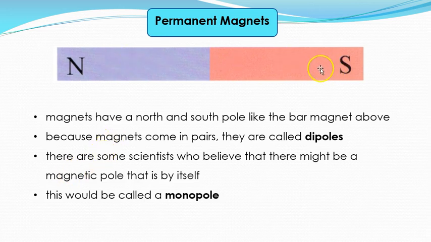So let's use this picture as the idea of a magnet. Magnets have a north and south pole, like this bar magnet in the picture above. Because magnets come in pairs, they're called dipoles, di meaning two. There are some scientists who believe that there might be a magnetic pole that is by itself. So they're looking all over the world for some kind of material or some kind of situation where you would just have a North Pole or just a South Pole on a material. And if they ever find it, or if this would be possible, it would be called a monopole.